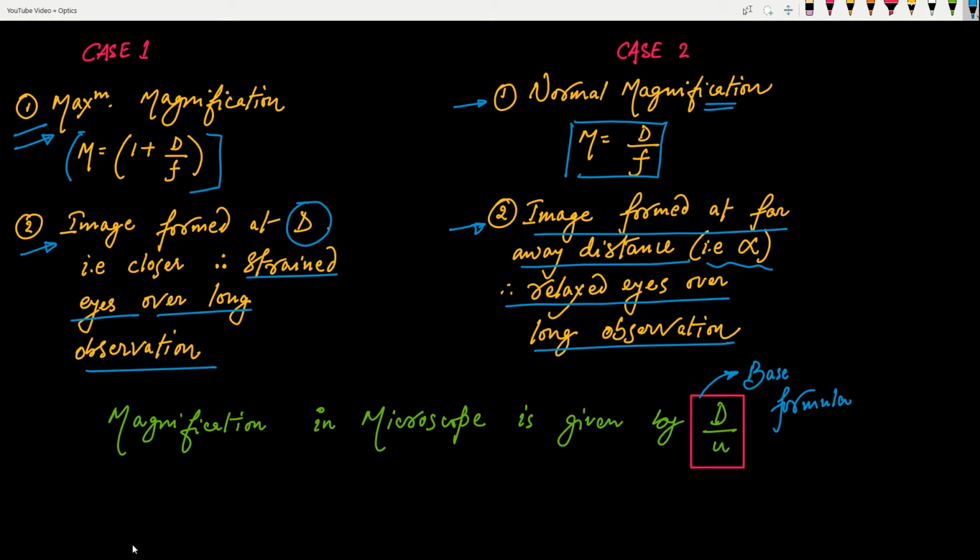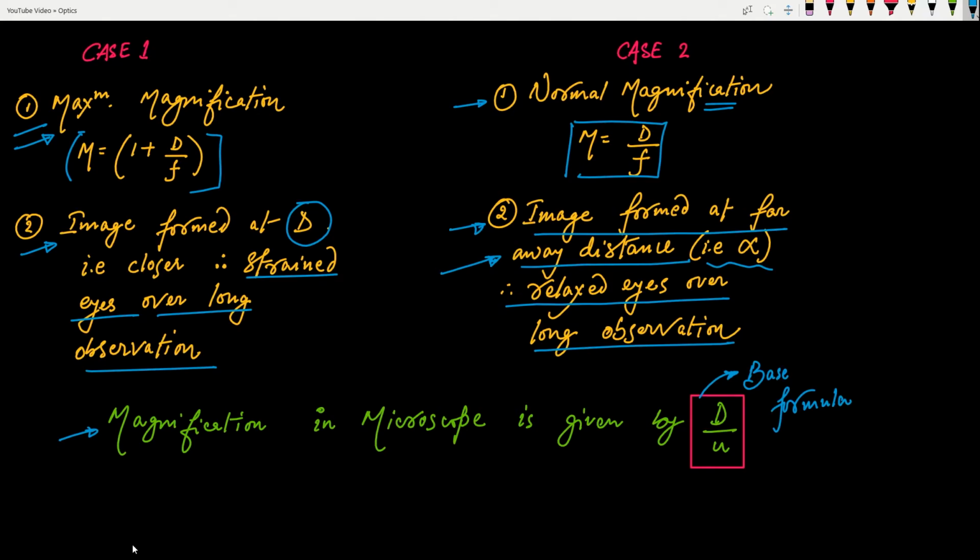So whenever the image is formed at a closer distance, we need to focus and our muscles need to work, that is, the ciliary muscles. Since that muscle is working continuously over a long period of time, the muscle will get fatigued, simple as that. And here our muscle is not actually working, it is relaxed, therefore we will not have any kind of pain. And we have seen that magnification in a microscope is given by D by u.